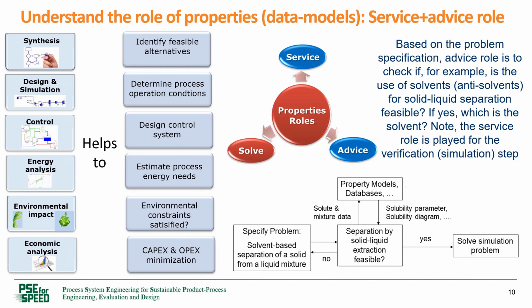We say that we want to solve this problem and we want to know whether solid liquid extraction will be feasible. And then the system will find out the solubility and other properties and say whether it will be feasible or not. So here we are advising in addition to giving the service role. But if we advise, then the service role becomes a verification, because the thermodynamic properties will say, yes, this solvent is good because it has a solubility of this value. And then we do the service role to check whether that advice was good or bad.